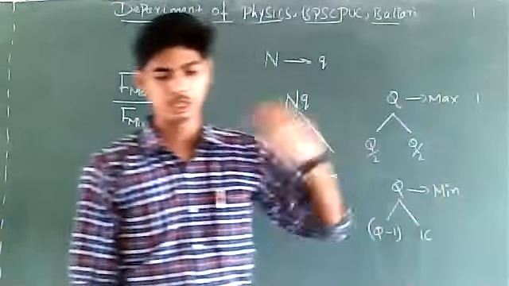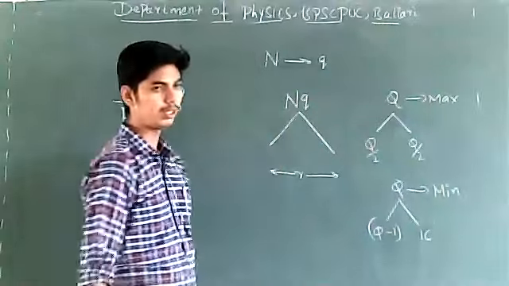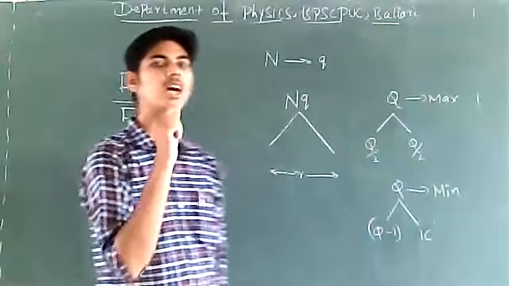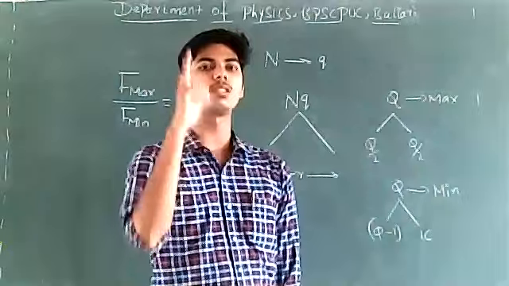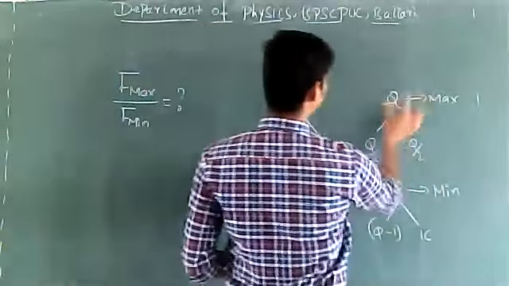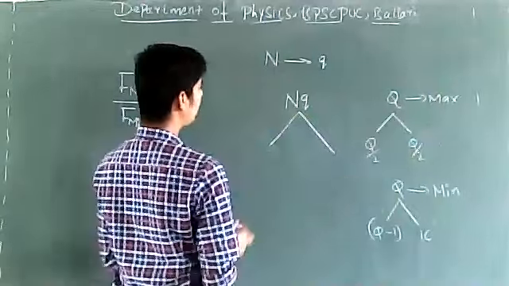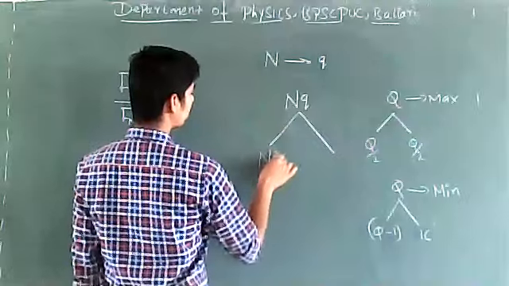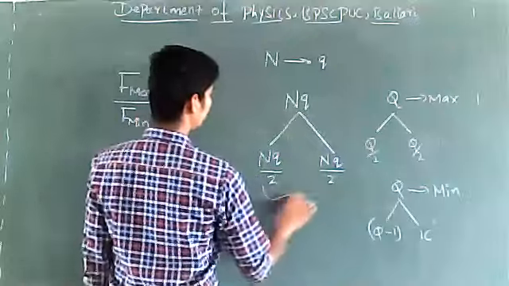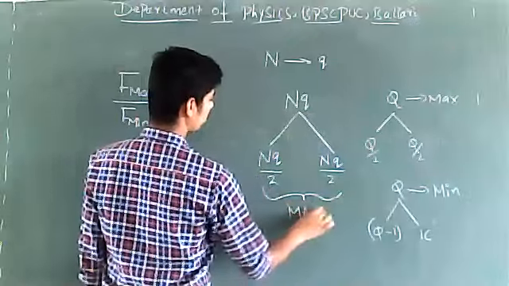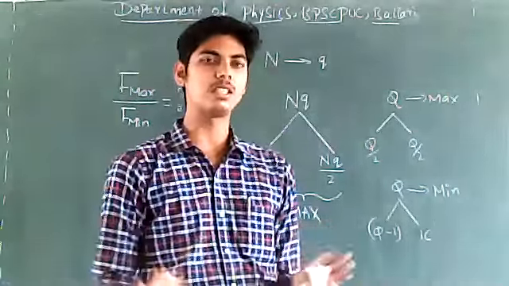Now the question is, we have a charge of nq. How is this charge nq to be divided into 2 parts such that the force between those 2 parts becomes maximum? For maximum, the given charge should be equally divided into 2 parts. So we will divide this charge nq as nq by 2 and nq by 2. For force to be maximum, we divide the given charge into 2 parts equally.